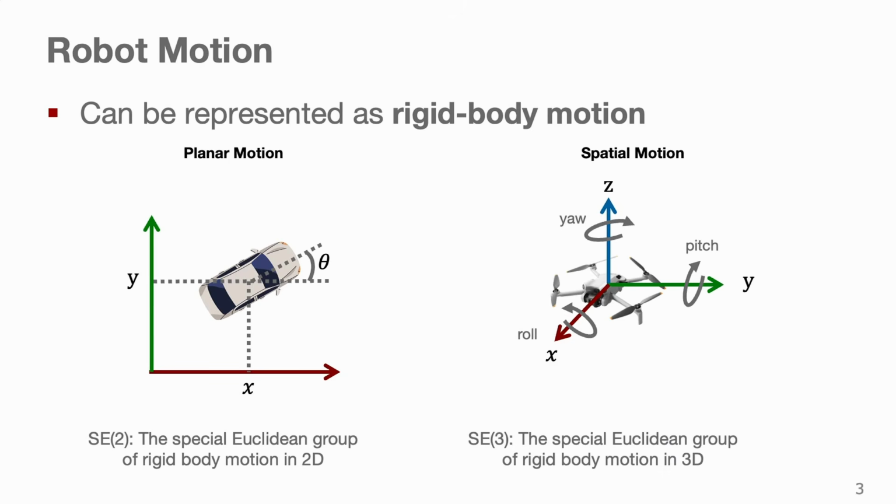Now for something like drones that live in the full 3D world, you would describe this with SE3. This is spatial motion. Here you add a Z for altitude and also 3 rotational axes: roll, pitch, and yaw.